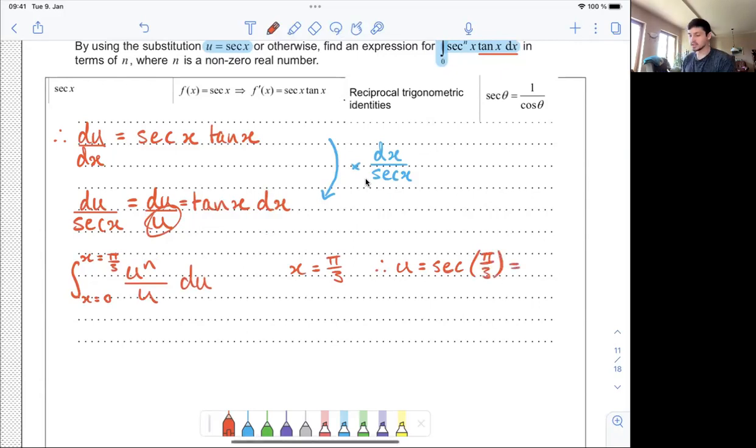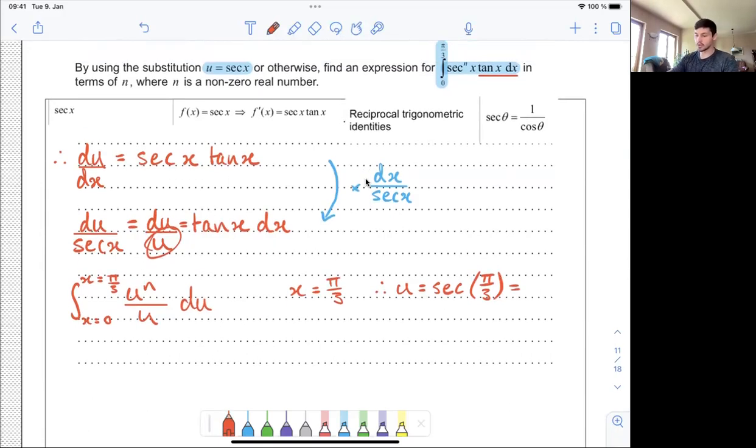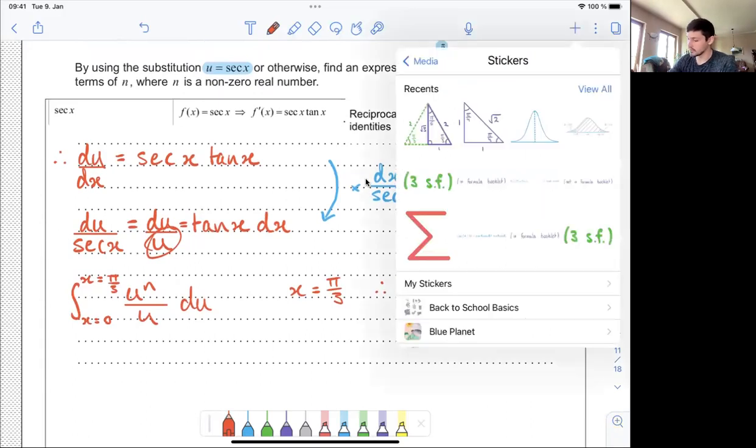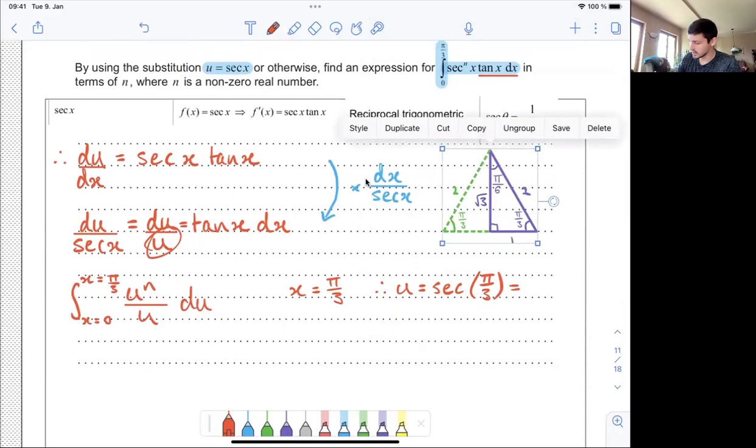All right, which is just going to equal the reciprocal of cos pi over 3. Right, so 1 over cos pi over 3. And if you remember your exact value triangles, here's the right-angled exact value triangle for pi over 6 radians and pi over 3 radians.